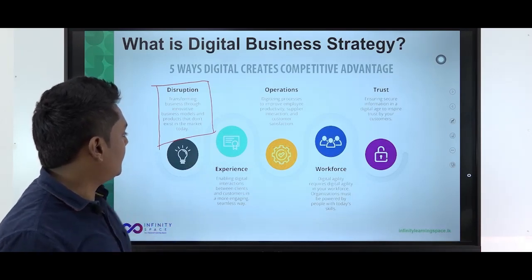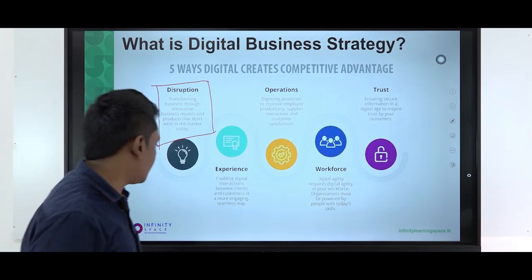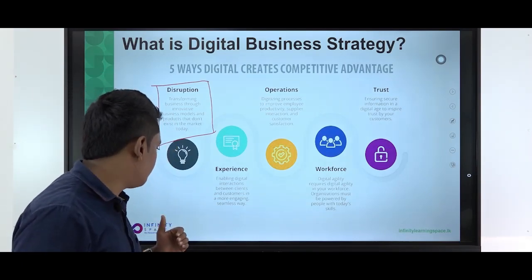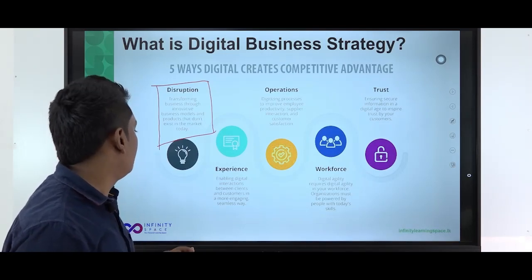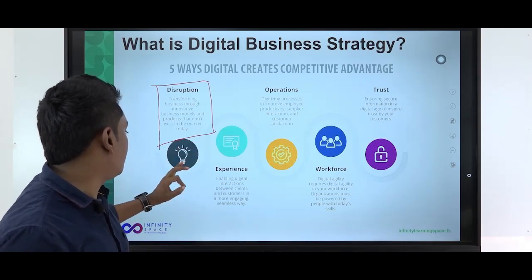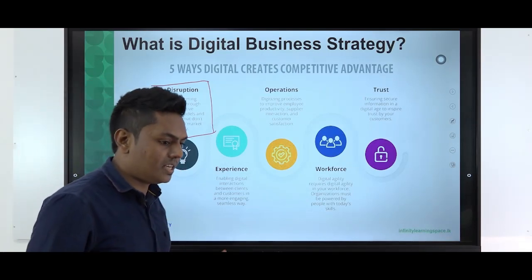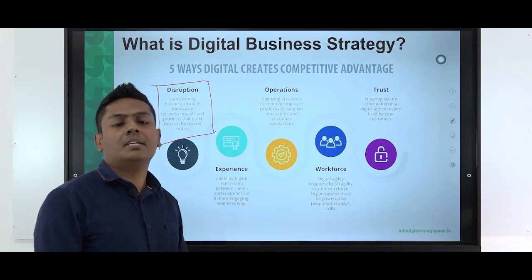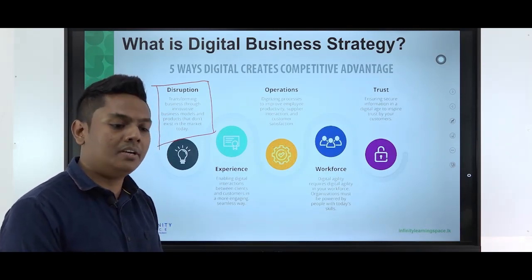Okay, and likewise the experience: enabling digital interactions between clients and customers in a more engaging, seamless way. So experience-wise, it enables digital interaction. So customers can interact with your business. How can a customer interact with your business? How does it become a competitive advantage?